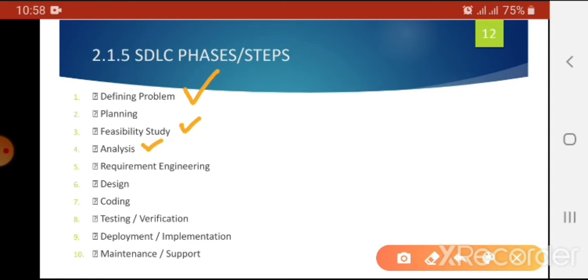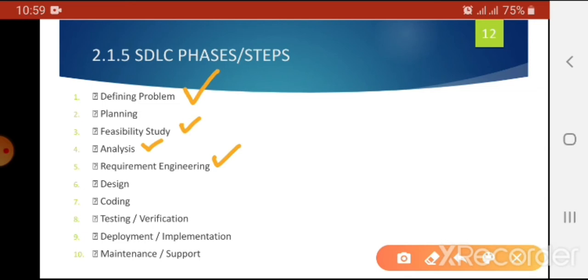Once analysis is performed, then we gather the requirements from the customers. These requirements are usually gathered by following 3 steps. Those 3 steps are requirement gathering, requirement validation, and requirement management. After gathering all the requirements, we design the basic structure of our software or our system.